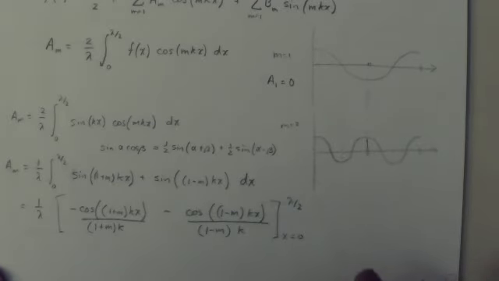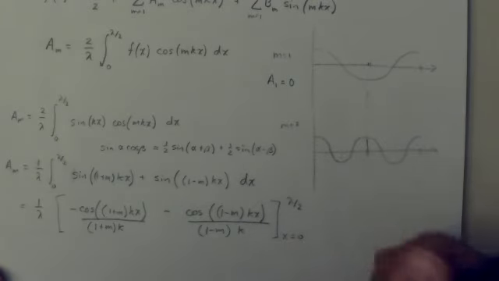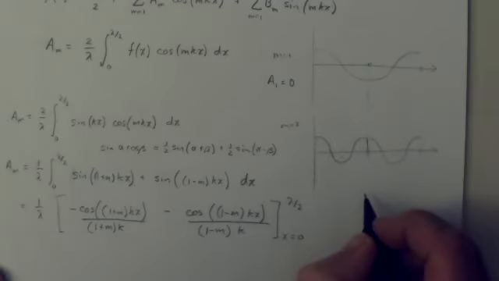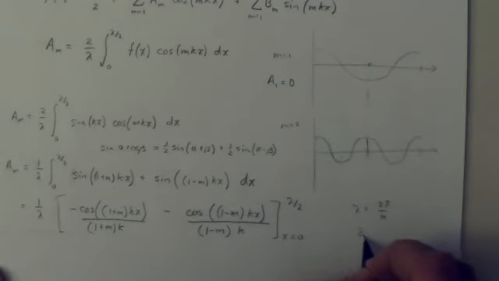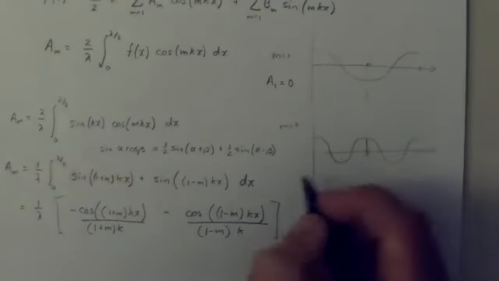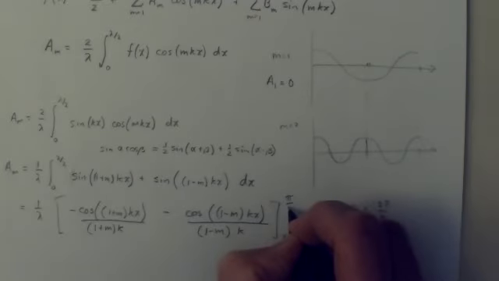Which is kind of a dumb way of saying it. What is lambda over 2 in terms of k? Lambda is 2 pi over k. Lambda over 2 is pi over k. So we could say x goes up to pi over k.